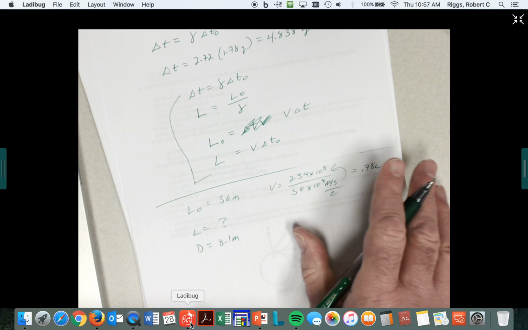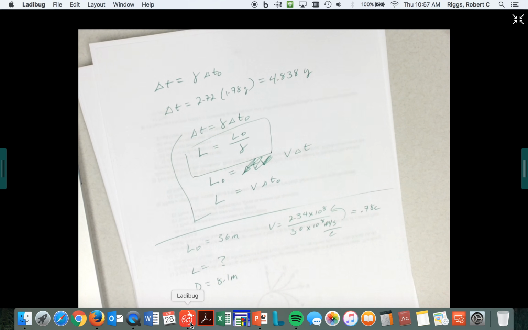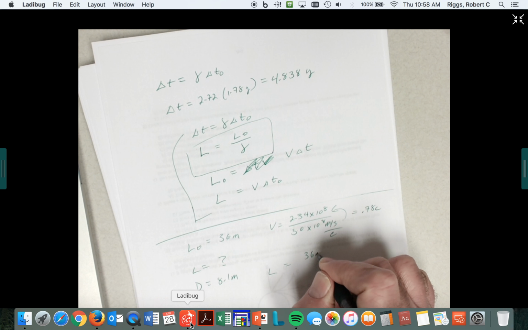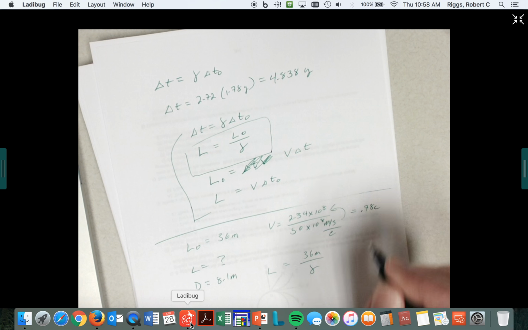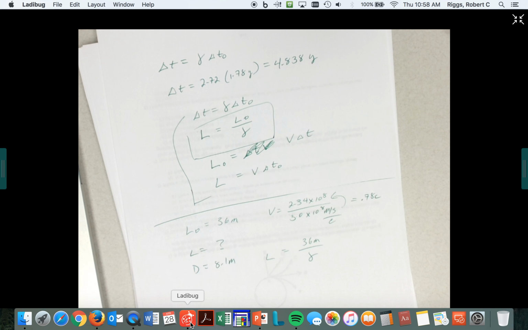And so L, well, that's not going to be hard. There we go. So L is going to equal 36 meters divided by the gamma function. And you all know how to find the gamma function. Okay? You all know how to do that. So that wasn't too bad. Maybe I should pick a harder problem.